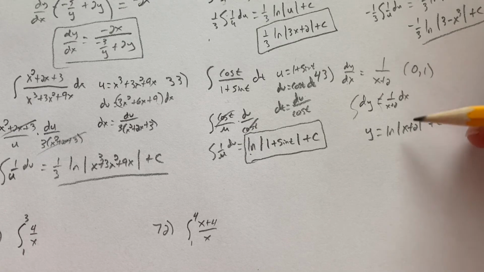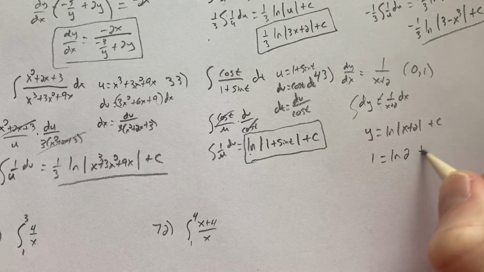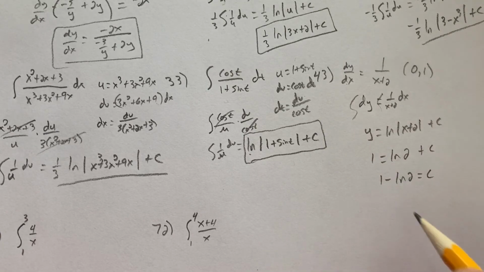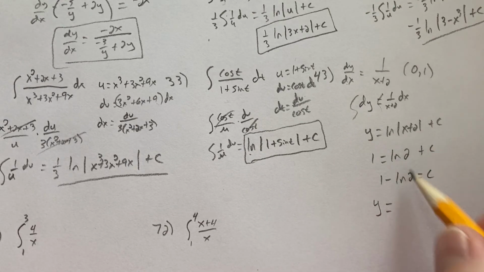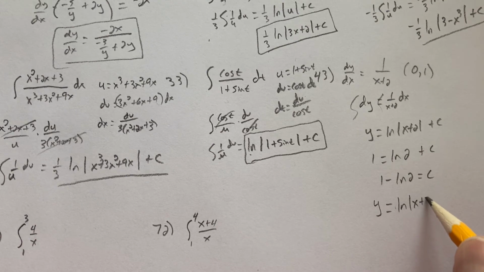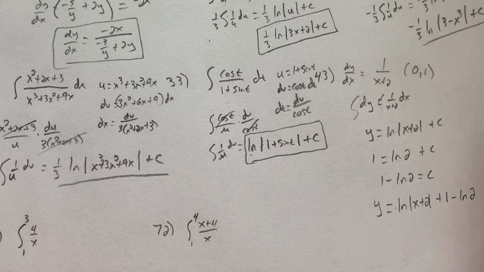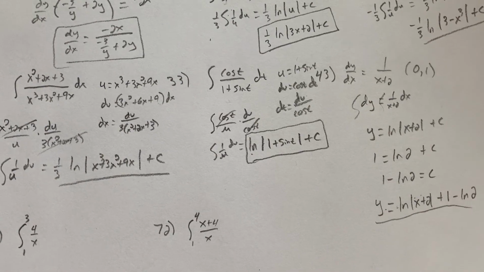All right, now we're going to put 0 in for x, 1 in for y. I get 1 equals natural log 2 plus c. That means 1 minus the natural log of 2 is my c value. So our equation, y equals natural log of x plus 2 plus 1 minus natural log of 2. And you could maybe put the natural log minus natural log, make that natural log of x plus 2 over 2, but to be honest, this looks just fine, right? No need to get too crazy with it.